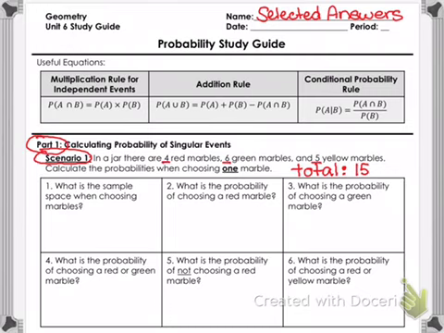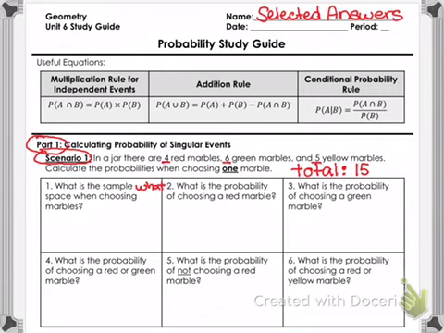Alright, let's begin. Problem number 1 says, what is the sample space when choosing marbles? Now, what usually confuses kids about sample space is they want to give me the how many. Sample space is literally just the what. What can I actually pick? When I'm picking from this thing of marbles, what am I actually allowed to pick? So our sample space is going to be the what.